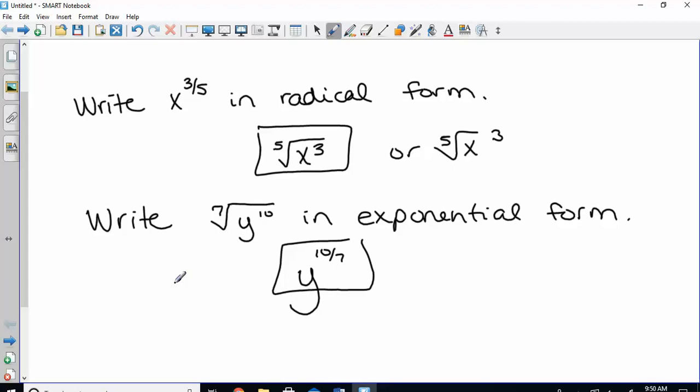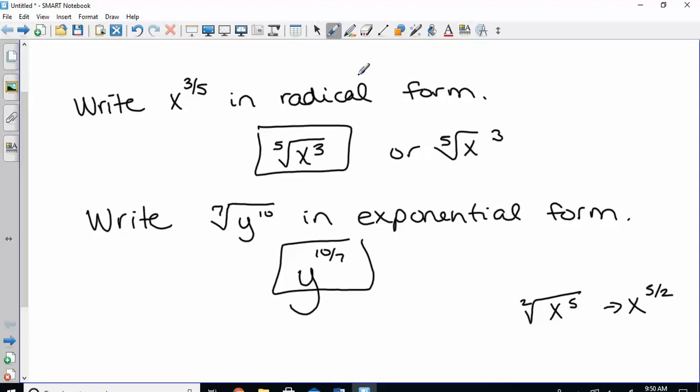If you have a radical with no index, what do we assume it is? I gave you this. That would be x to the 5/2, right? If there's no number, it's assumed to be a 2. So you can write it in if it helps you, or you can leave it off. It's not going to matter. All right, so we can go back and forth between the notations.